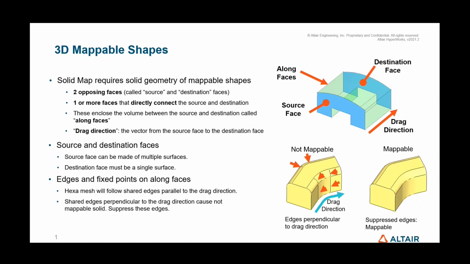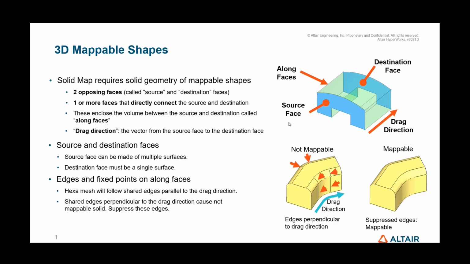So mappable solids is a way to, I would call this, semi-automate this process. Unfortunately, not just a one-click solution, but hopefully it reduces a bit of work. But in order to use the mappable solids function, we have to have mappable solids. A mappable solid means that there is a source face, a destination face, and a surface that connects the source and the destination face. There are some nitpicky rules that go along with this.